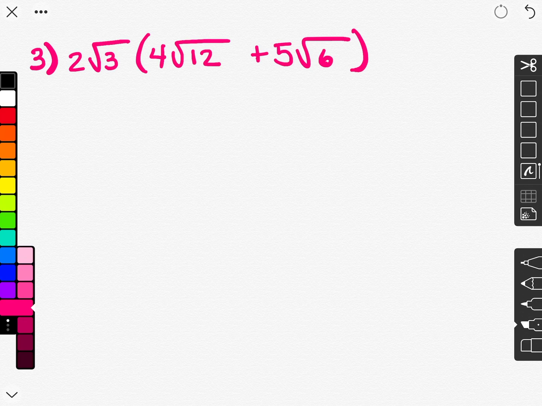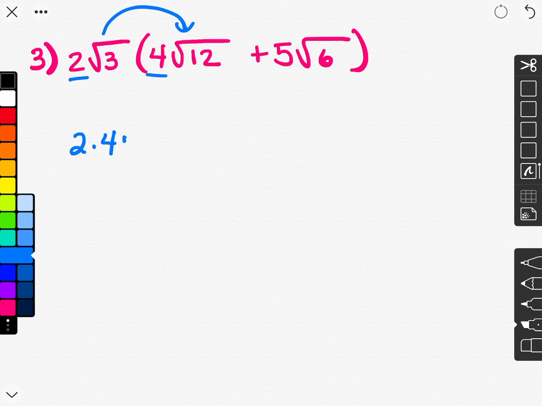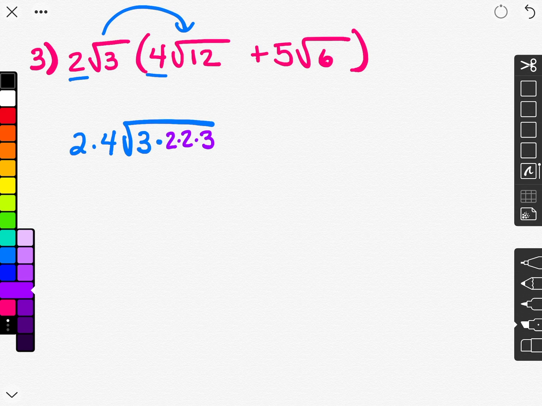We're going to distribute. This time we got to be really careful because we have outside. So we do 2 times 4 on the outside. On the inside of this, we have 3 times 12. And 12 is going to be 2 times 2 times 3. All I did was take 12 and split it up. Because 2 times 2 is 4. 4 times 3 is 12. That's where I got these numbers. You can take longer if you need to, but that's the way I did it because I know 12.